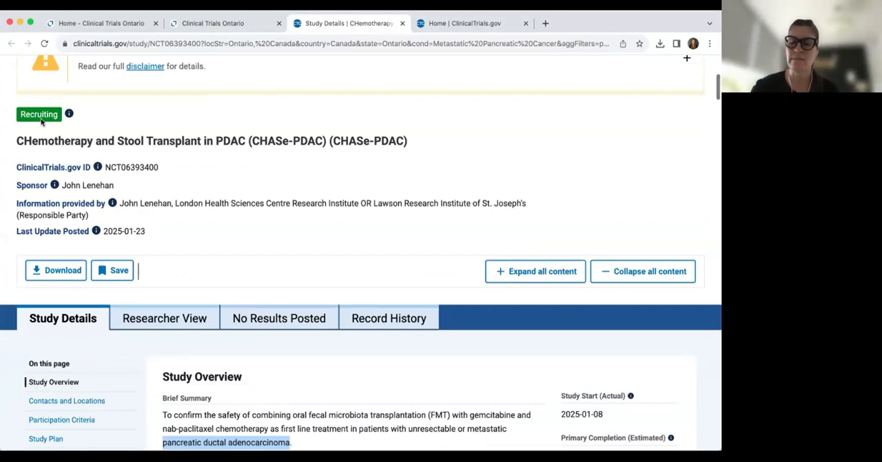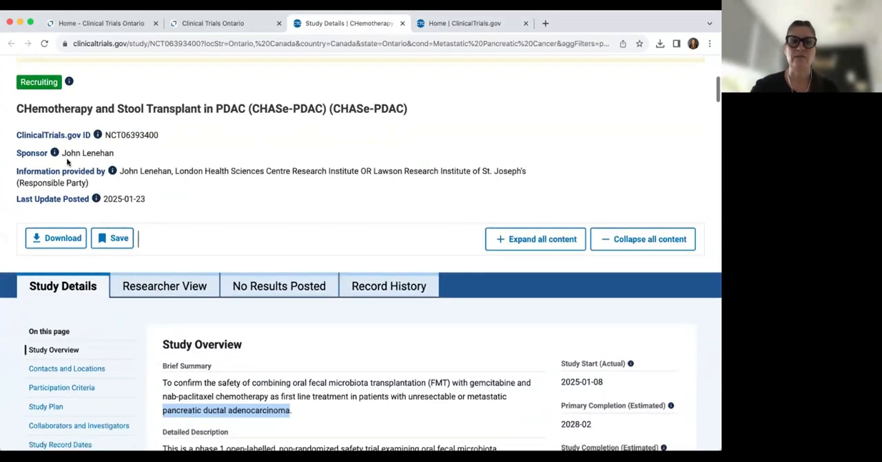At the top, you'll see this is a study that's recruiting, so it's open to participants. It tells you who the sponsor is here, and it's got a name. It's also got that this physician is associated with London Health Sciences Centre Research Institute. So this is an academic trial that's happening. It's not being sponsored by a pharma company. For some people, that's a big deal. For others, it's not, but it tells you right up front here.